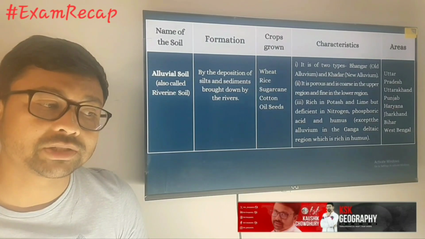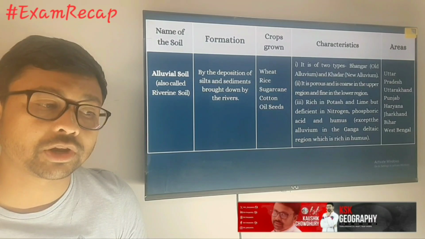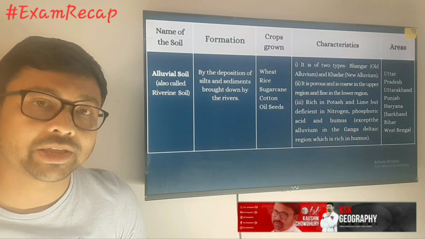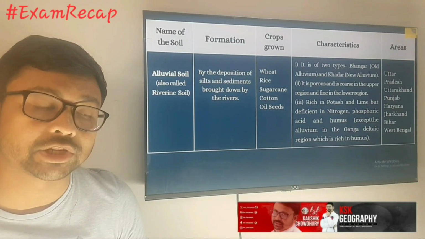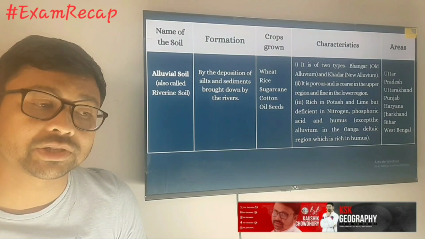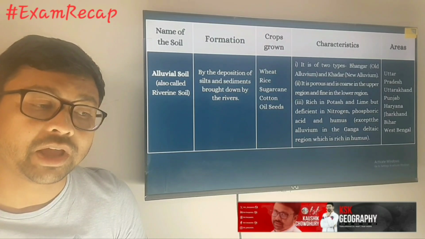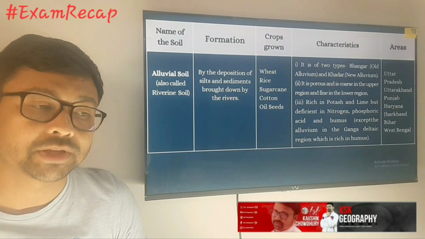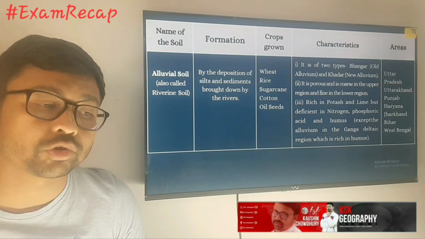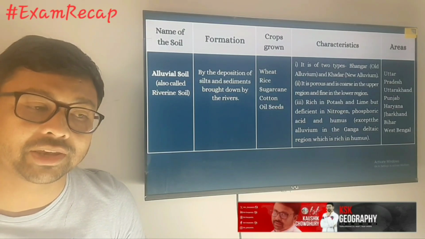So first thing, name of the soil. What is alluvial soil? It is also called riverine soil. It is formed by the deposition of silt and sediments brought down by the river. Remember, this is the only soil given in your ICSE syllabus that is formed in one place and deposited in another. Bedrocks are in different places, and the soil is carried and deposited in layers in a different place. Crops grown: mainly rice and wheat are grown well. Along with that we can grow sugarcane and cotton, but in the exam you should mention rice and wheat first, right?